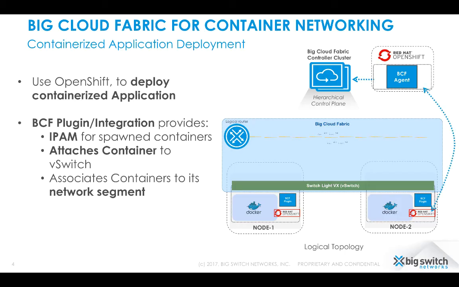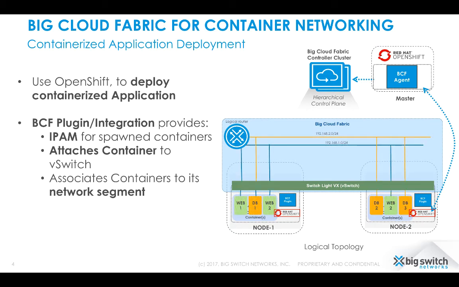The way the BCF plugin works is, as you deploy the containerized application using Red Hat OpenShift Container Platform, the BCF plugin provides a unique IP address to the container based on the network segment configured for that application. Then it attaches the container to the BCF virtual switch on agent nodes. And then the BCF agent takes care of configuring the BCF controller with relevant segment membership configuration for the newly deployed application containers. From the network admin perspective, he or she would have full visibility into the container, and the admin can continue to use current network operational best practices for container networking as well.